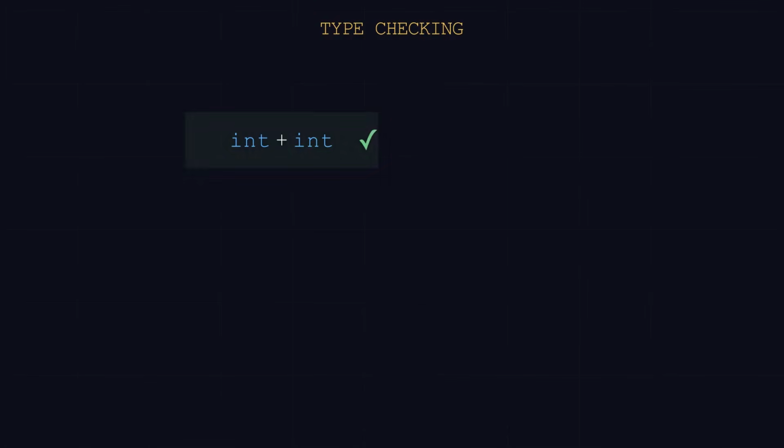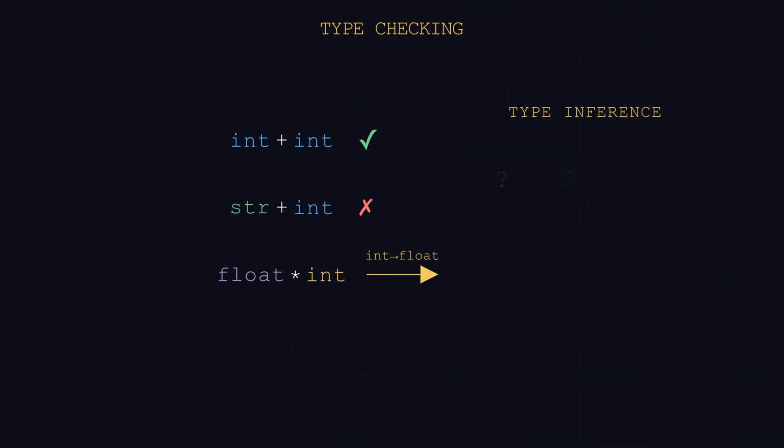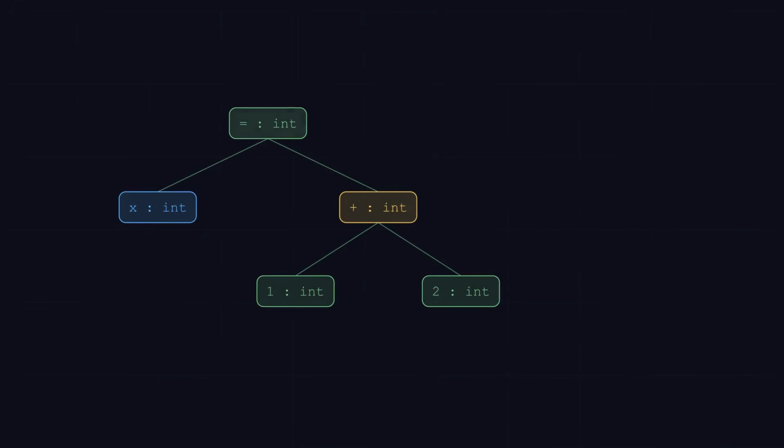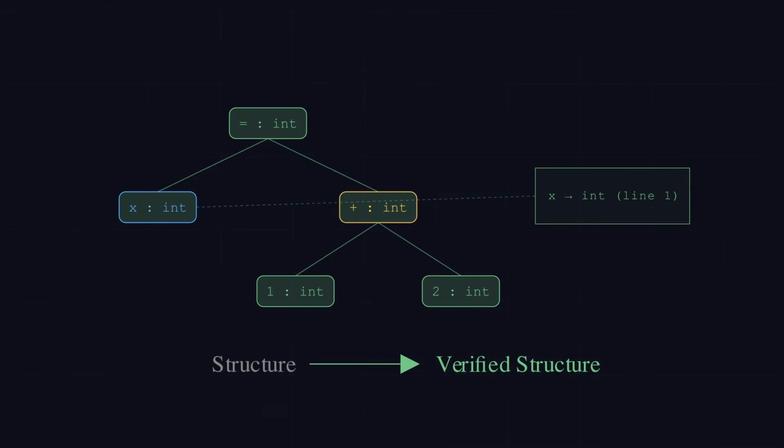Integer plus integer, fine. String plus integer, error. And some languages go further. The analyzer can infer types you didn't even write, filling in the blanks automatically. By the end, the tree is annotated. Every node stamped with its type, every variable linked to its declaration. The tree now isn't just structure, it's verified structure. And that matters, because the next stage is going to transform it. And it needs to trust that everything is correct.